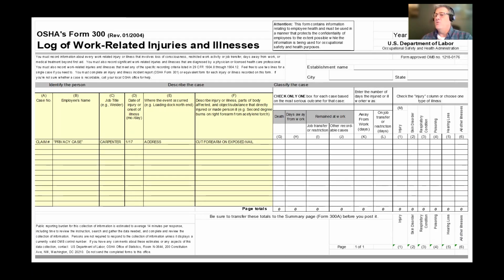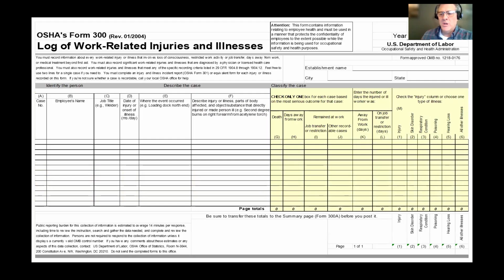Nobody sees this. And if you do get a request for this document from another entity like a general contractor or an ownership group, you can redact the personal information off this document. Okay. When we talk about columns G through 6, let's talk about G, H, I, J.